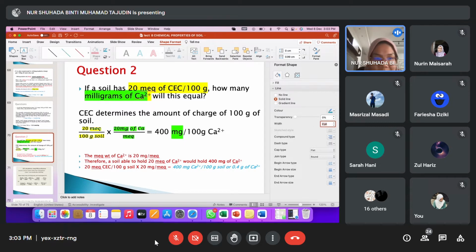Okay, nampak kan saya dah cut ni. La ilaha illallah. Okay, cut ni. Potong ni.